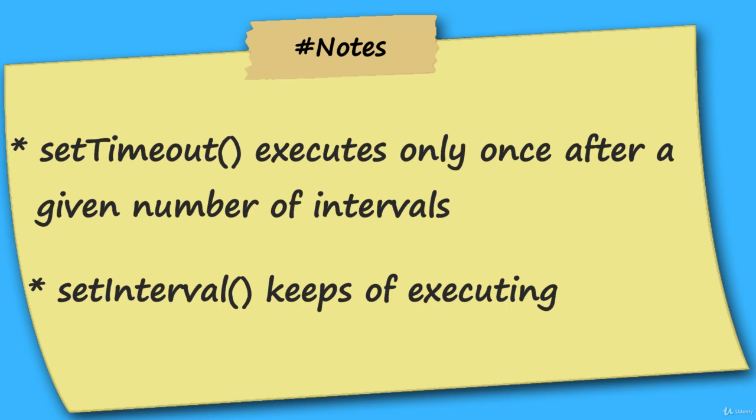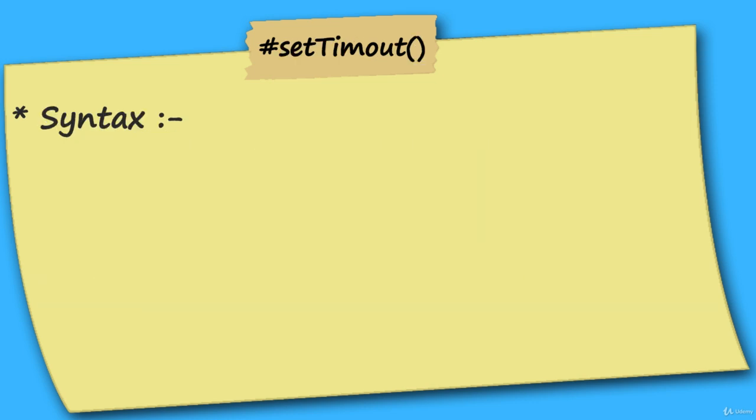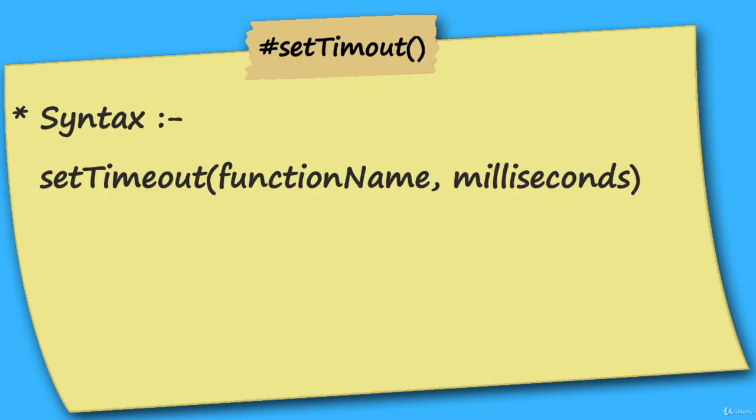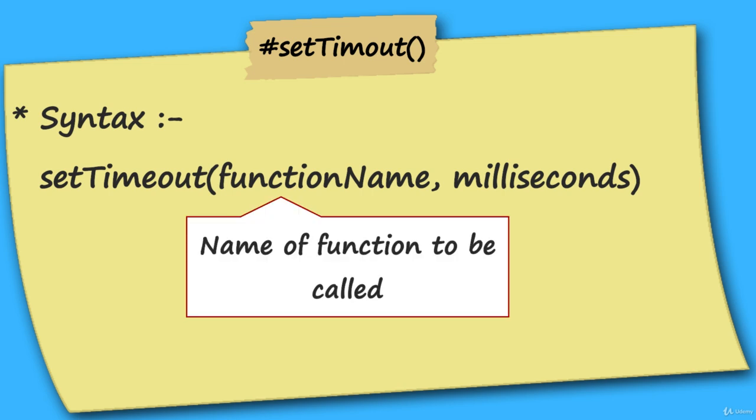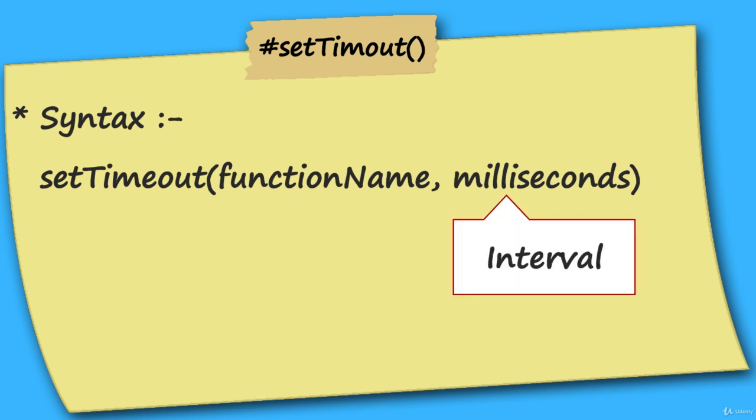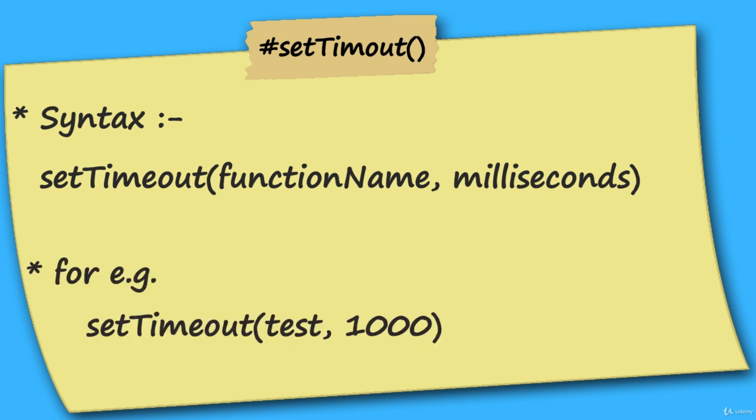We will begin with setTimeout. The syntax of setTimeout is like this: the first parameter is the function name which you want to call, and the second parameter is the interval in milliseconds. Let's say you give 1000 milliseconds, that means it will be 1 second.